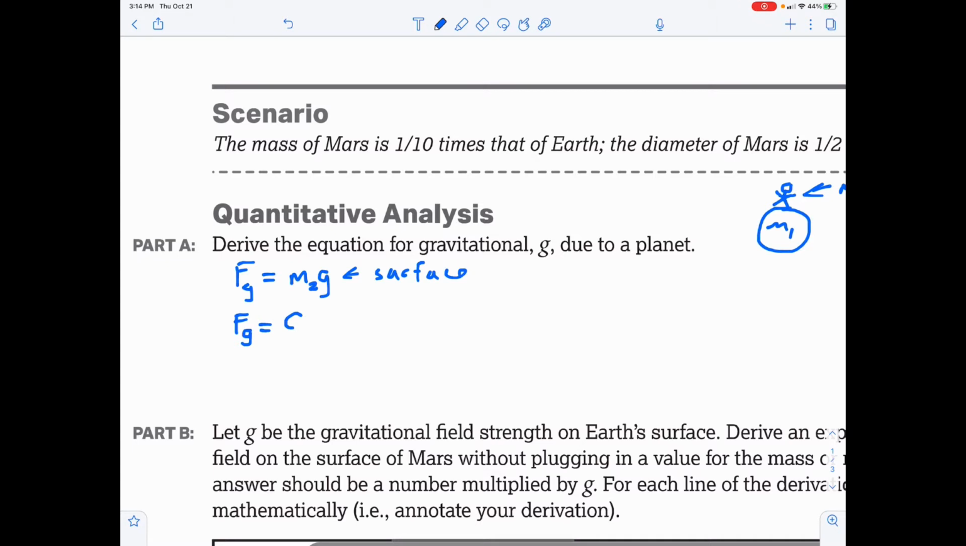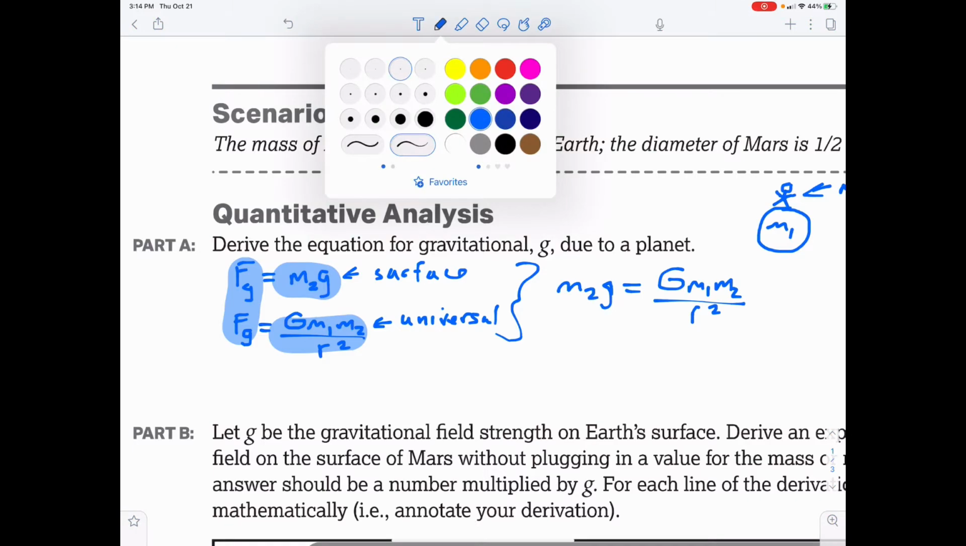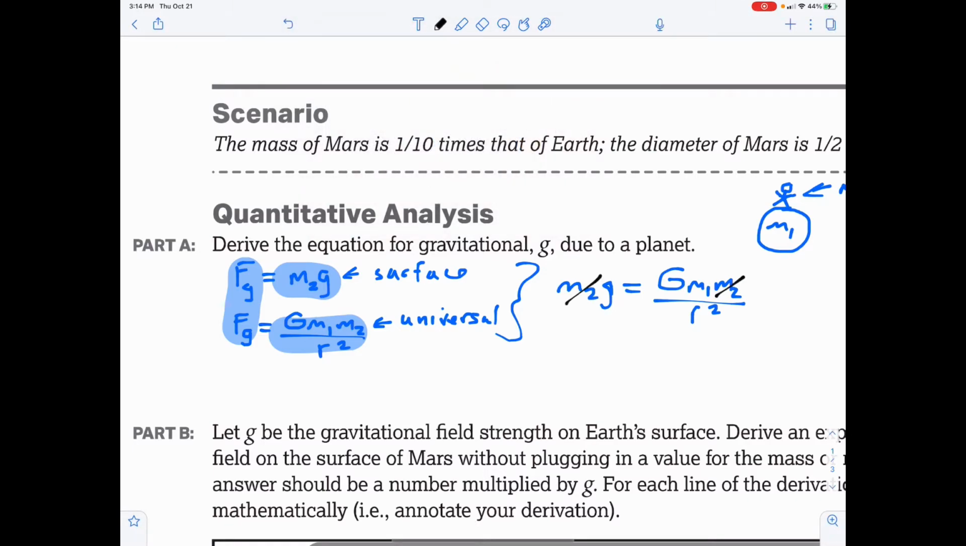The gravitational force is also big G m1 m2 over r squared. This is universal. Anywhere, surface, anywhere, doesn't matter. So what that allows you to do is, if those two are the same, that's exactly what we're going to do. We're going to set m2 g equal to big G m1 m2 over r squared. And you can see that m2 cancels on both sides.